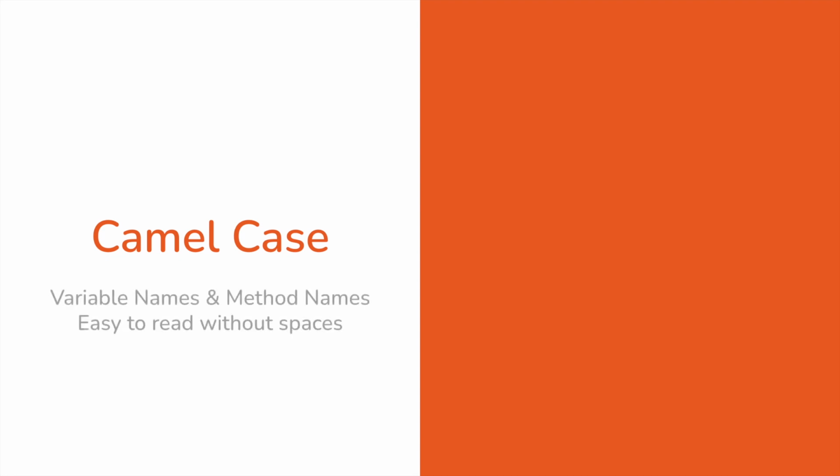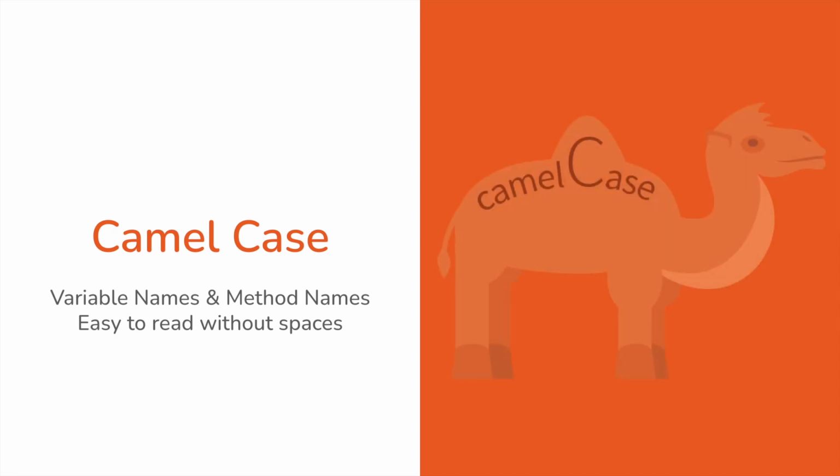Next, let's see what a camel case is. So whenever we are naming the variables or attributes or properties and the methods, we follow camel case. What is meant by camel case? Just like how a camel has a hump, the starting letter of the word is a smaller case letter, and the subsequent words are started with a capital letter.